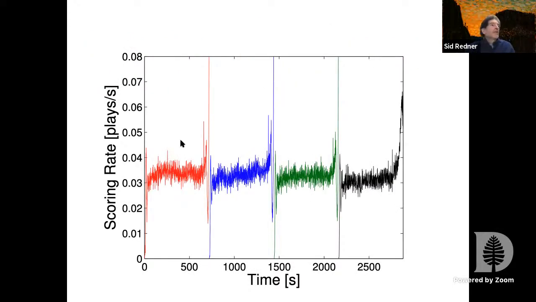If we again go back to the scoring rate, I argue that if you throw away the first second and the last second of the quarters, it's more or less constant. But notice here, there is this huge increase in the scoring rate in the last few minutes of the game.